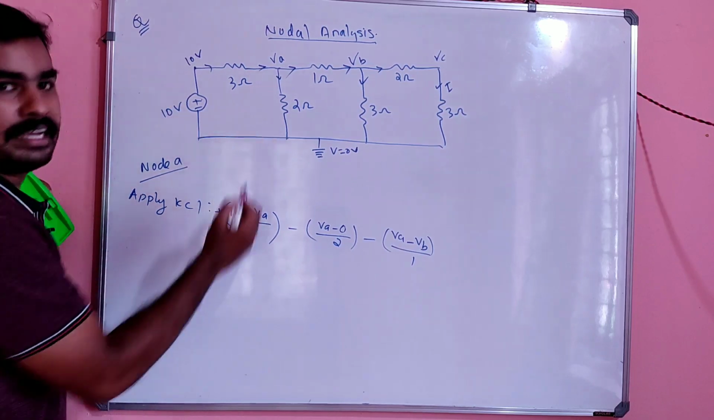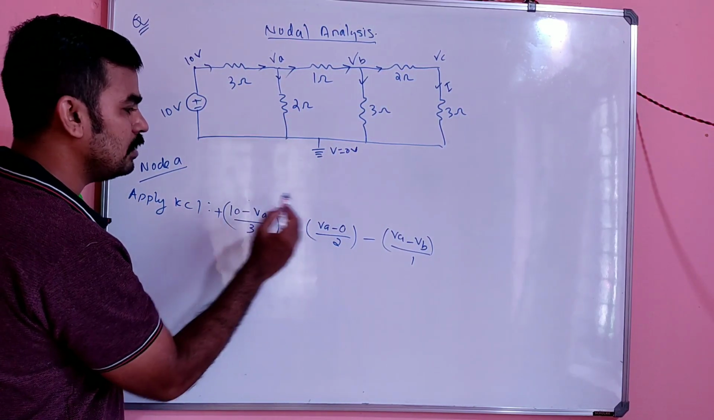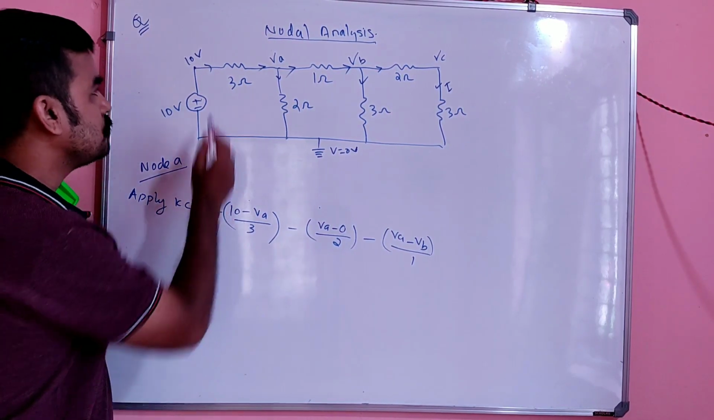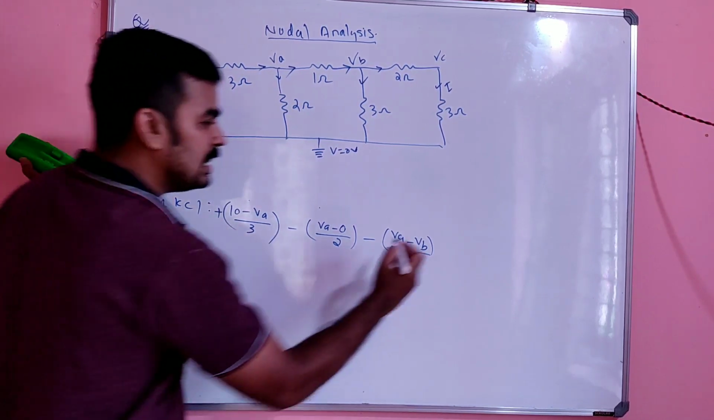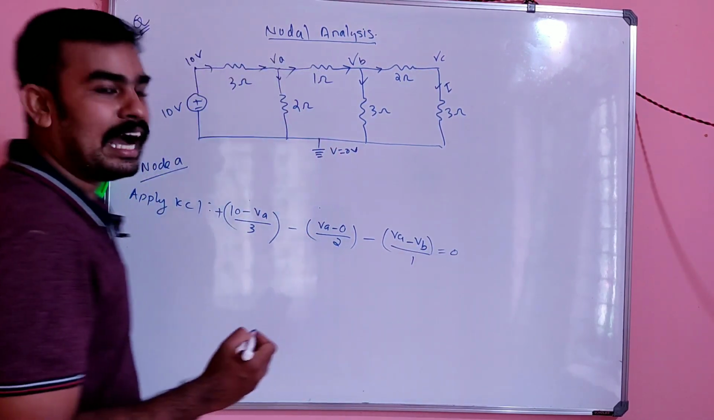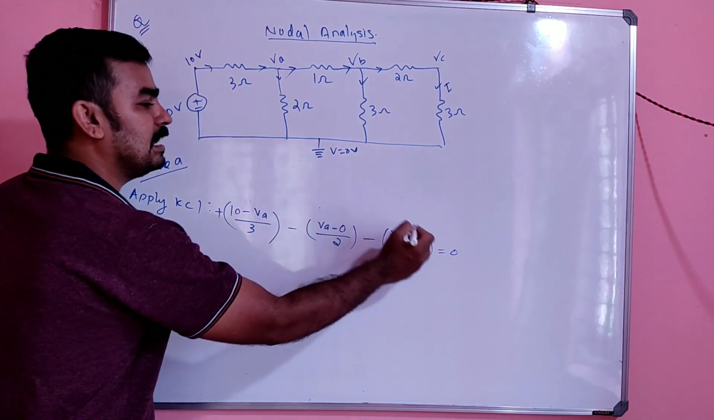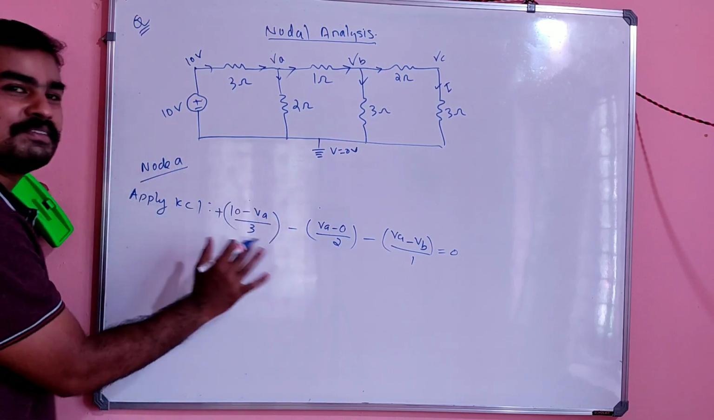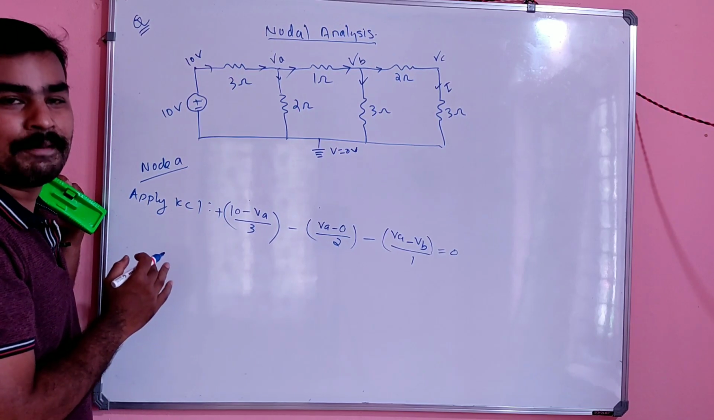So 3 currents covered. Whether I have covered 3 currents or not: 1, 2, 3. I have covered 3 currents. And one is plus, that is incoming current. Other 2 are minus, so that it is outgoing current. The KCL equation is nothing but the algebraic sum of current is equal to 0. So this is one current, this is another current, this is another current, which is equal to 0. So this is the node voltage equation for node A.